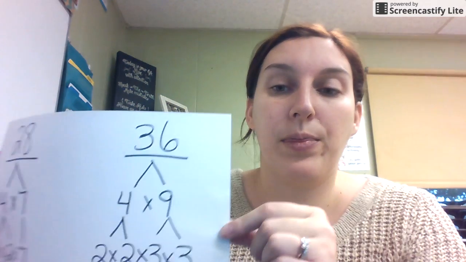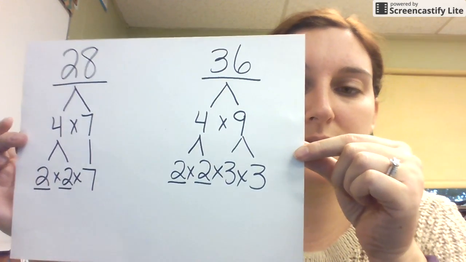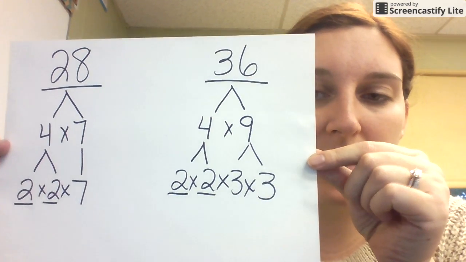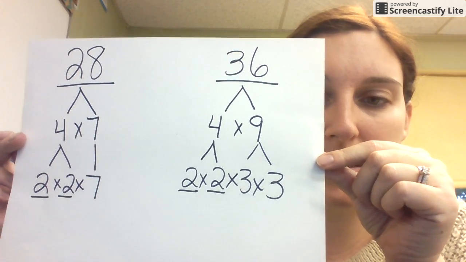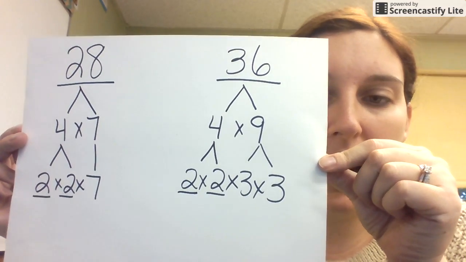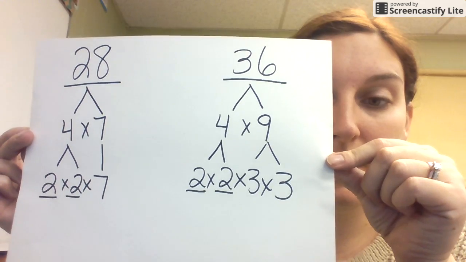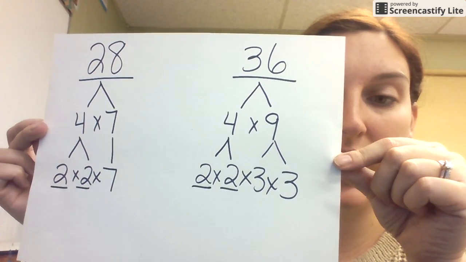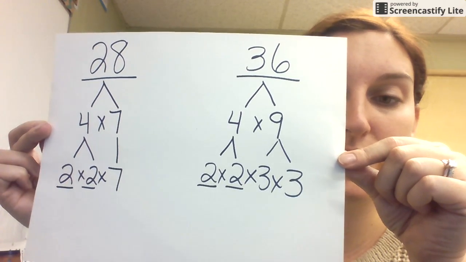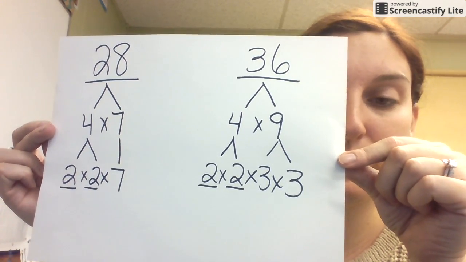So 36. You might have done your tree differently. You could have taken 6 times 6 to equal 36. I did 4 times 9, and of course, I know 2 times 2 is 4 and 3 times 3 is 9. I can't break 3 or 2 down any further.